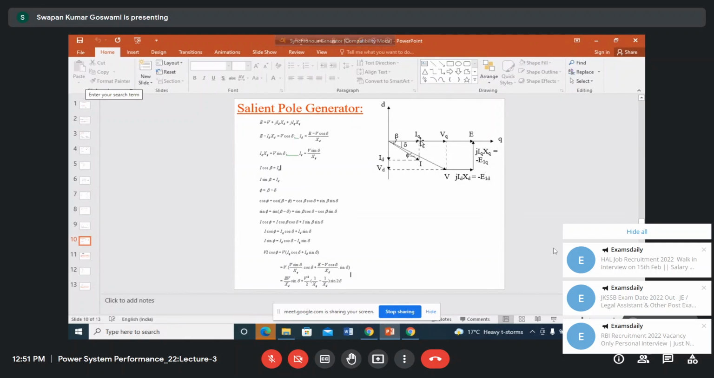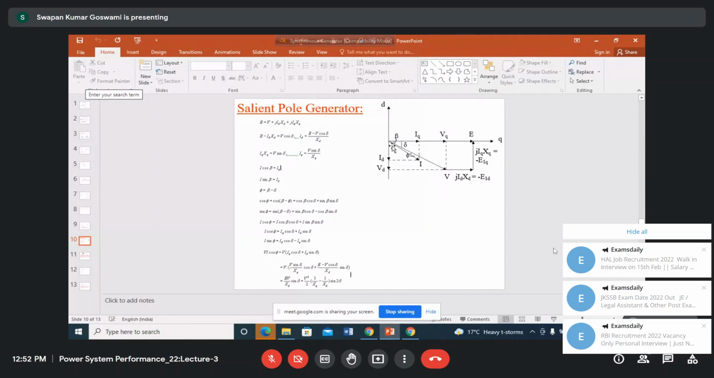That means if you want to show the armature reaction in terms of voltage drop, reactance multiplied by current, the quadrature axis armature reaction will be represented by JIQ XQ, where XQ is the reactance along the quadrature axis, and the direct axis component of armature reaction will be represented by JID XD, where XD is the reactance along the direct axis.